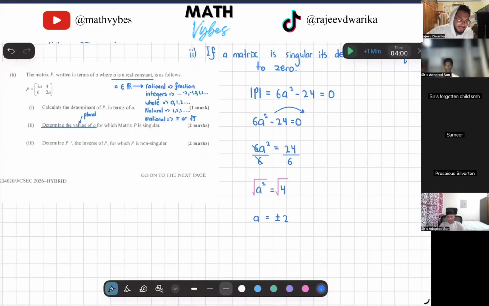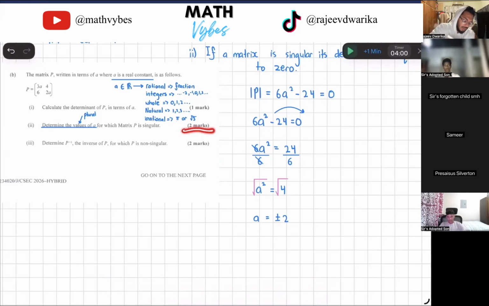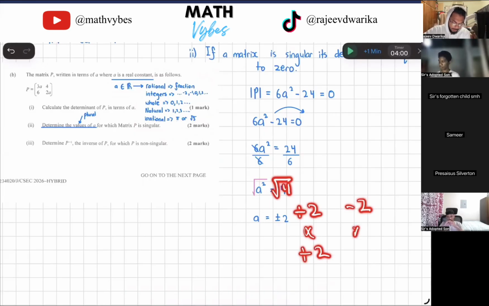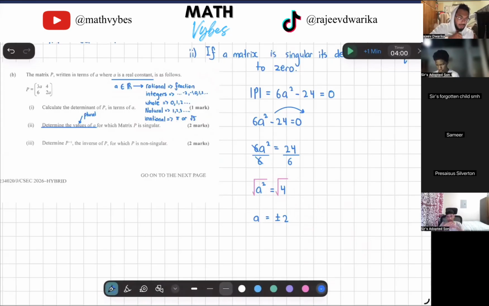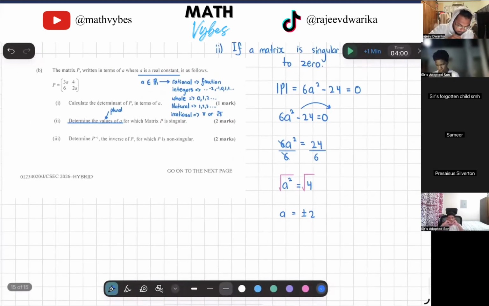For part 2, remember that the square root gives you a positive and a negative solution. I don't think I put that. Ah, well, you would not get the full 2 marks then. They said determine the values of A, and furthermore that A is a real constant, so that includes anything you could think of. When you find the square root of 4, you actually get a positive 2 and negative 2, as both of them multiplied by themselves give you back 4. So your solution is supposed to be A is equal to plus or minus 2. That's why they said values.